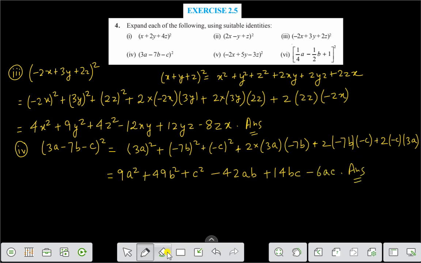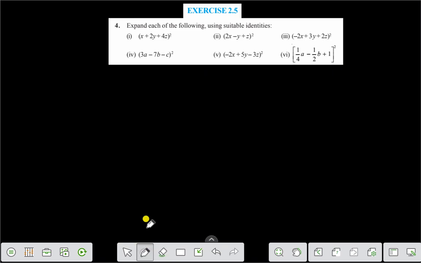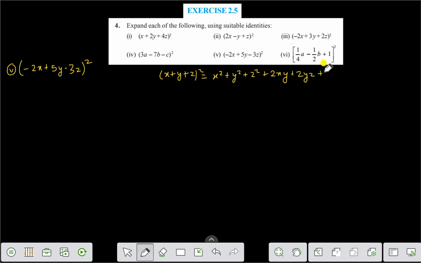We'll solve question number 5. Here you see question number 5 is minus 2x plus 5y minus 3z whole square. Use the identity x plus y plus z whole square that is equal to x square plus y square plus z square plus 2xy plus 2yz plus 2zx.